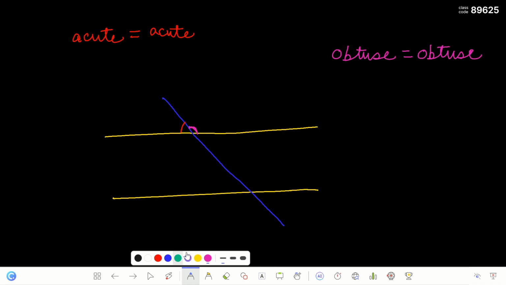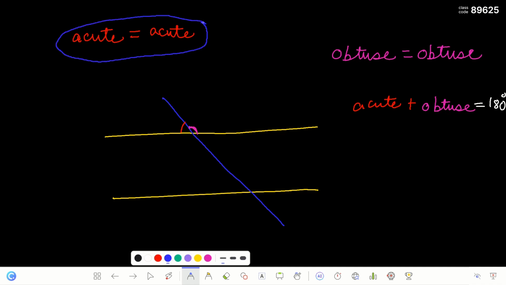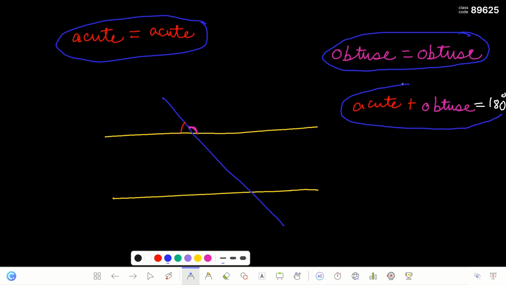Lastly, every acute angle plus any other obtuse angle will always be equal to 180 degrees. Just this. This is all you need to remember. Every acute will be equal to every acute angle. Every obtuse angle will be equal to every other obtuse angle. And any acute angle plus any obtuse angle will equal 180 degrees in this situation.